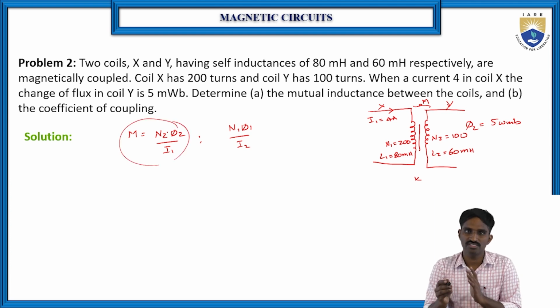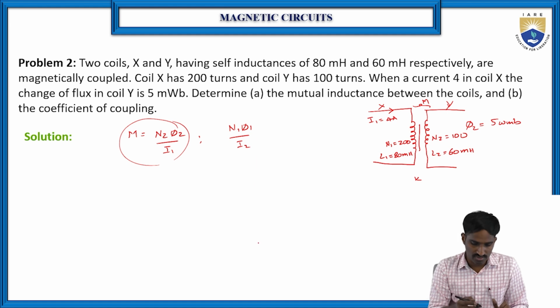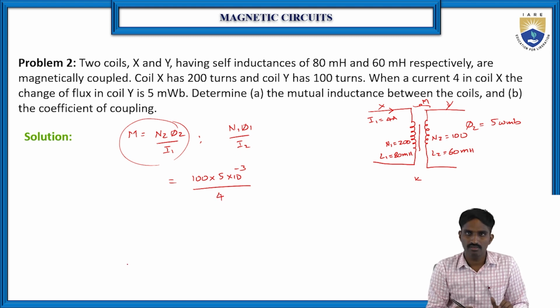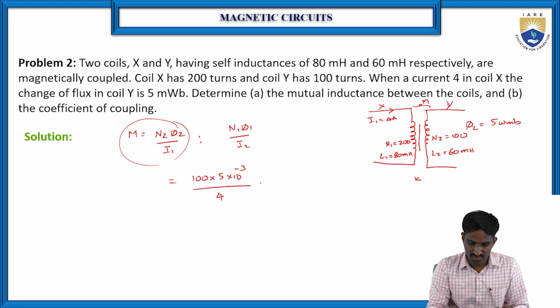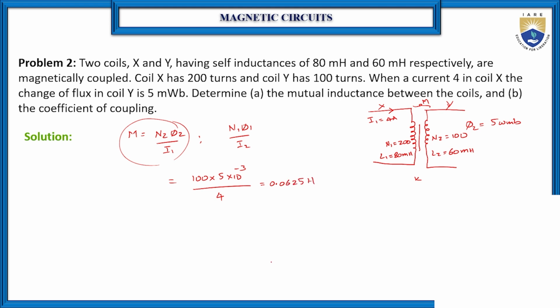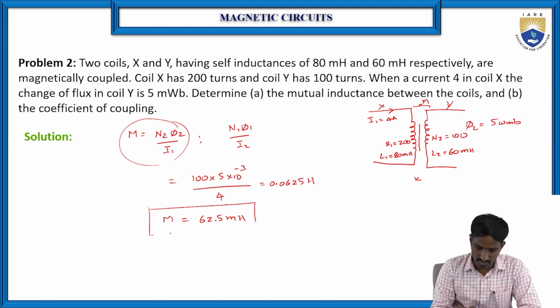And of course we know the number of turns in the secondary coil, which is 100 turns. So substitute all these values here. N2 is 100 and phi 2 is 5 into 10 to the power of minus 3, divided by I1, which is 4 amperes that they have given. Then simplify this and you will get 0.0625 henries, or in other words, 62.5 millihenries. This is the mutual inductance between the two coils.